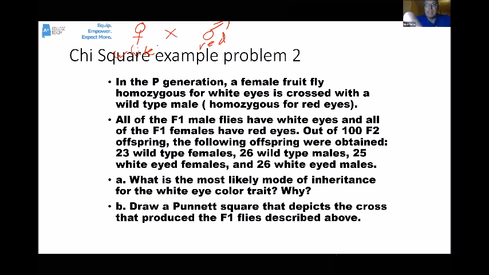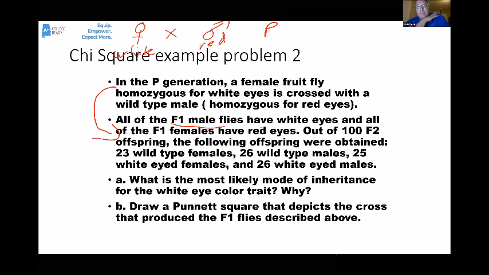So we're breeding these together. This is our P generation. The F1s are their babies. So these flies have these babies. All the F1 male flies have white eyes, and all of the F1 females have red eyes.